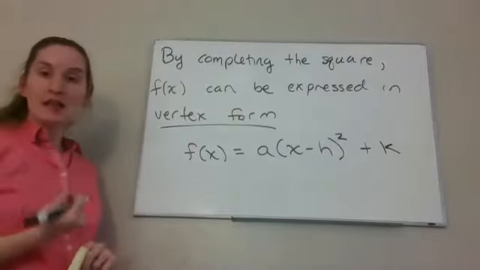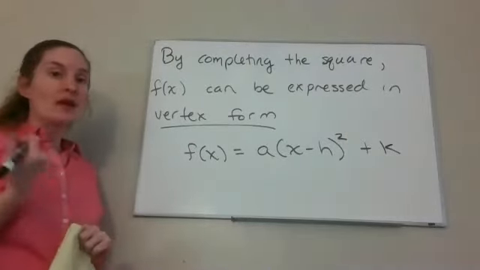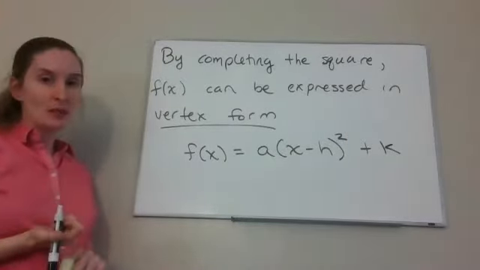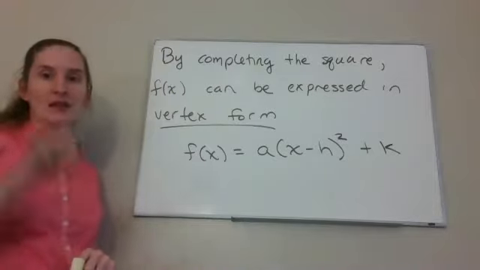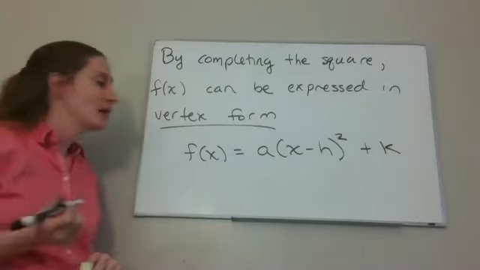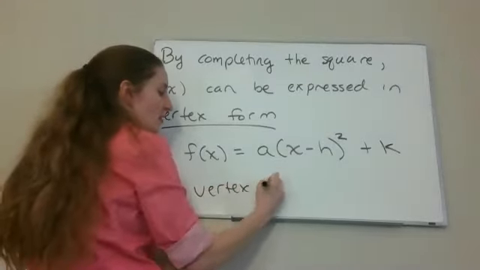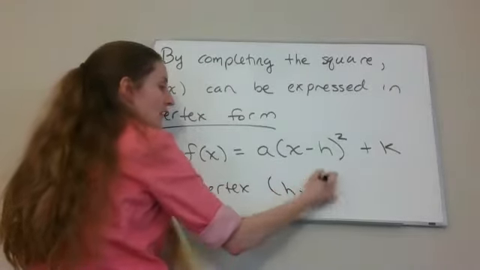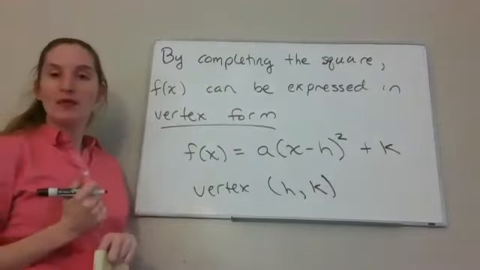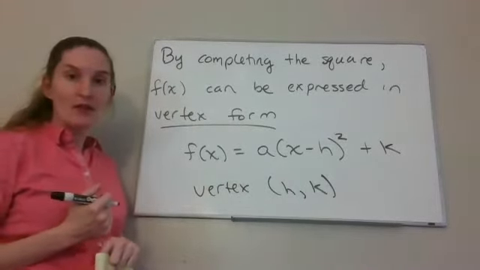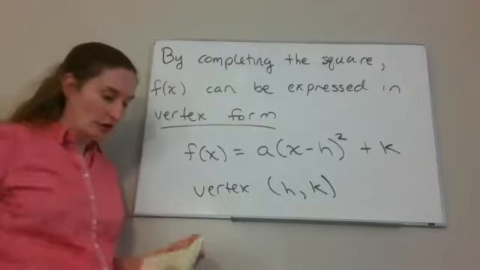Now, the reason that this is called vertex form is because the vertex of your parabola, the point that's either at the very top or at the very bottom, is actually given by h comma k. So you can look at this form of the parabola and actually find the vertex without doing any work.